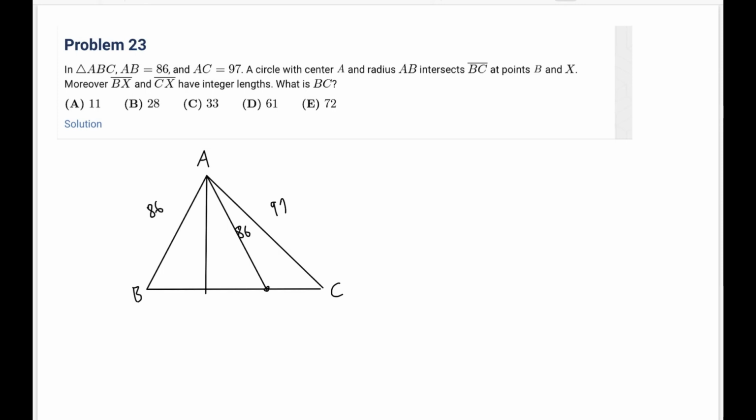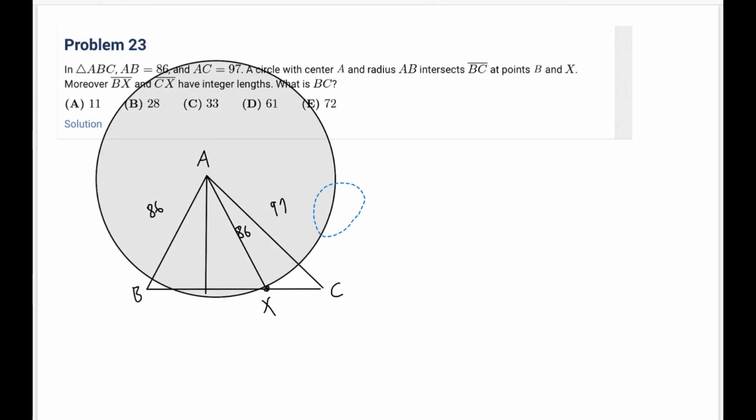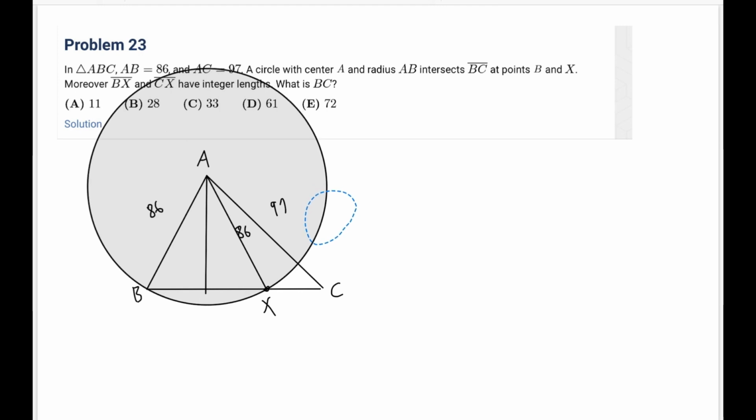Because this point would also be the intersection of the circle centered at A, so this point would be X. And just to add, the circle would kind of look like this. It would be centered at A with B and X here, right? So this would be the center, and these would be its meeting points. And then it said BX and CX have integer lengths. So let's say that this is A and this is B. So what we have to get is that length. Let's say that this is H. H is root of 86 squared minus A squared, right?